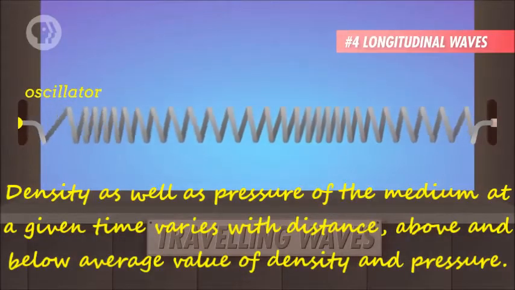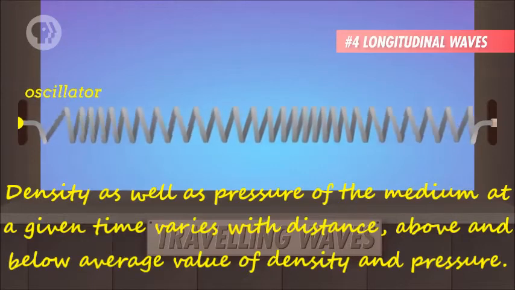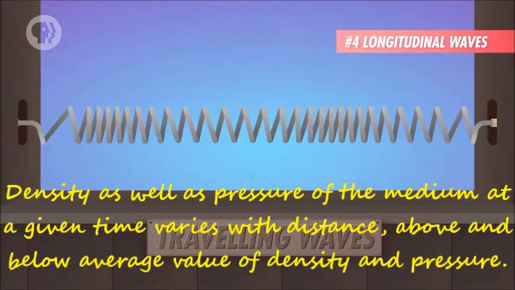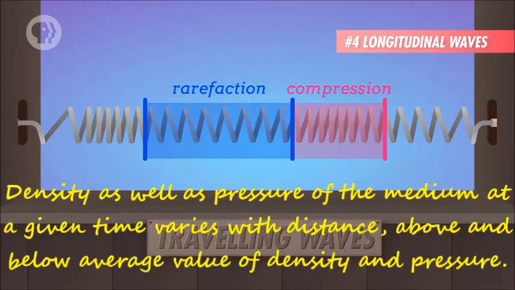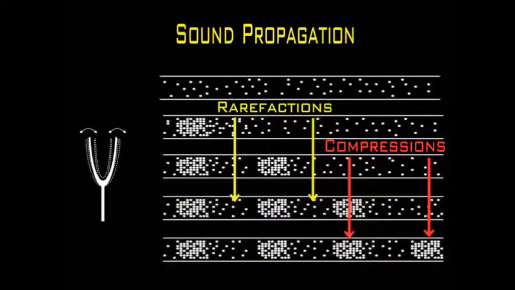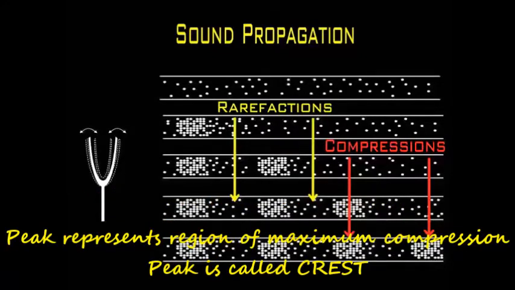Longitudinal waves, where the oscillations happen in the same direction as the wave is moving. These are the kinds of waves that you get by compressing and stretching a spring, and they're also the kinds by which sound travels, which we'll talk about more next. There are regions where the particles are compressed together, and other regions where the air particles are spread apart. These regions are called compressions and rarefactions respectively.